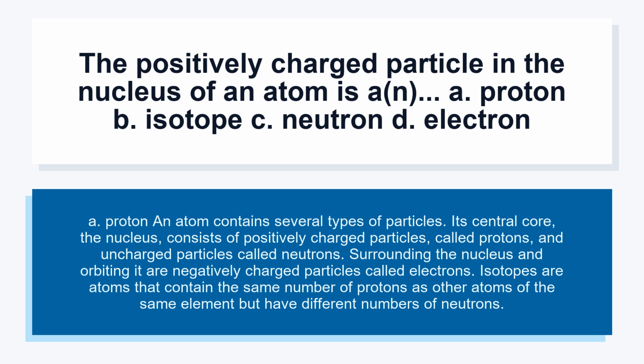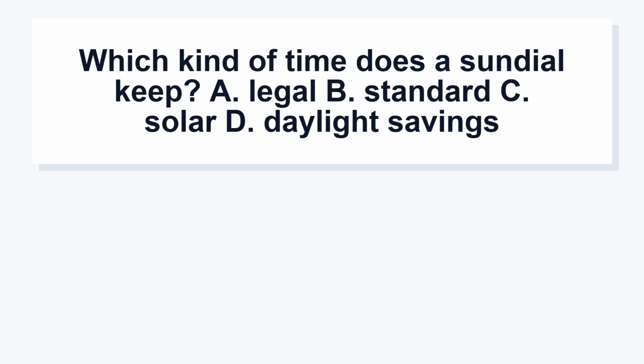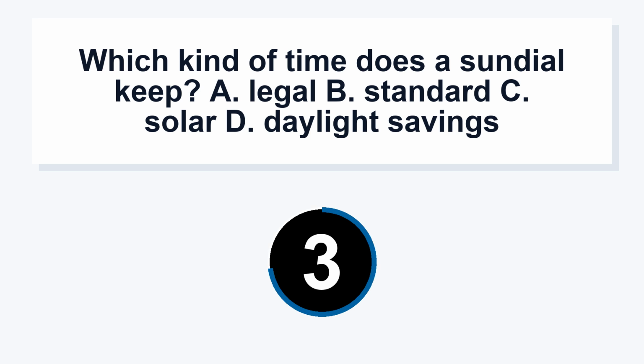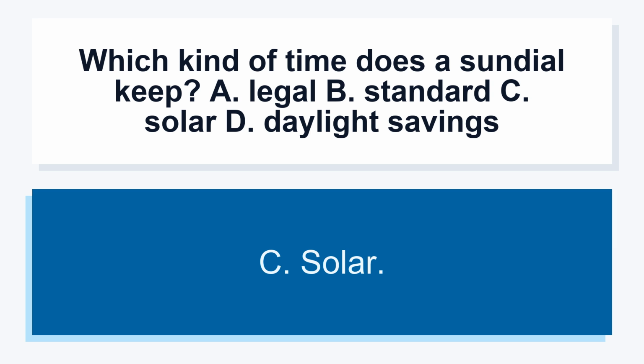Which kind of time does a sundial keep? A, legal. B, standard. C, solar. D, daylight savings. C, solar.